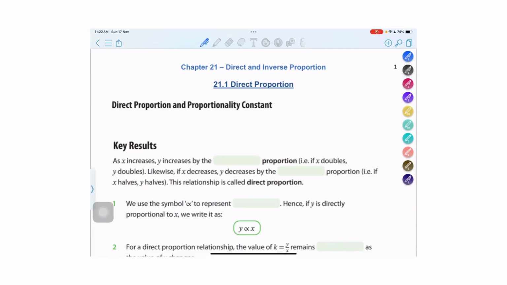Everyone. Today I'm going to explain chapter 21.1, direct proportions. Direct proportion and the proportionality constant. What is that? In our daily life, there are quantities that are directly proportional to each other. For example, the price of flour is directly proportional to the amount of flour that we buy.